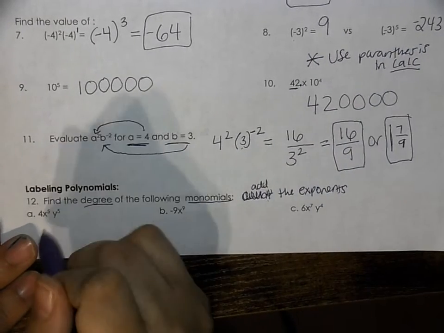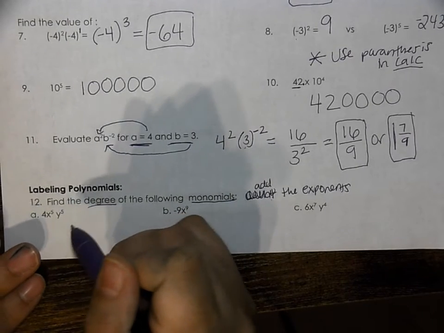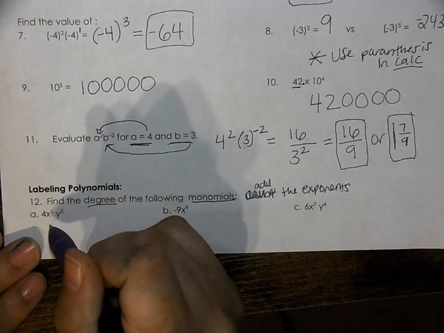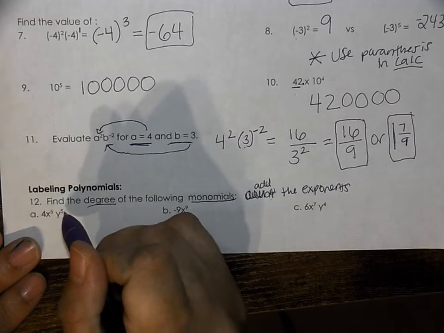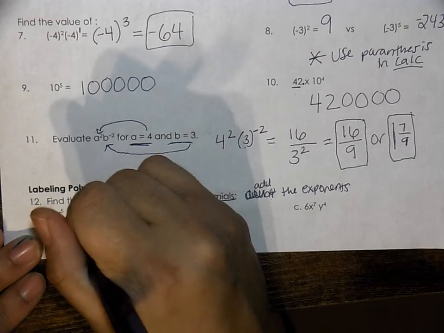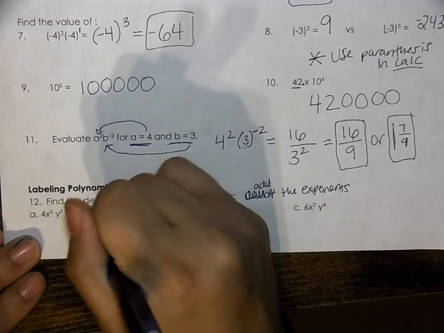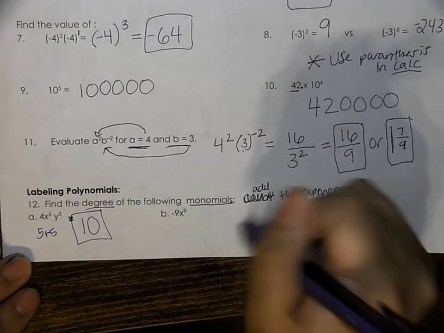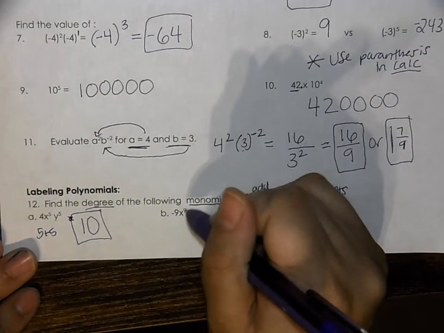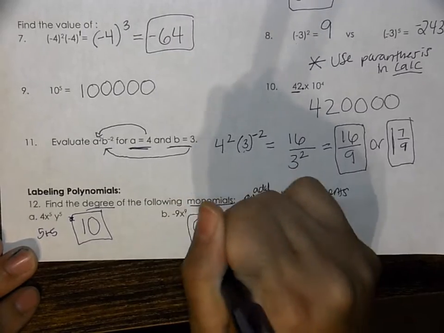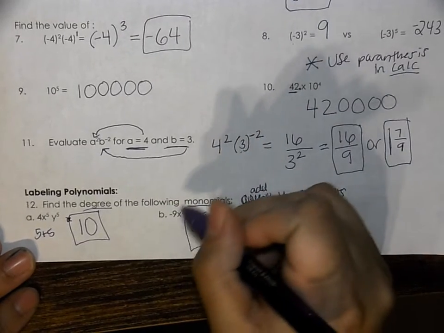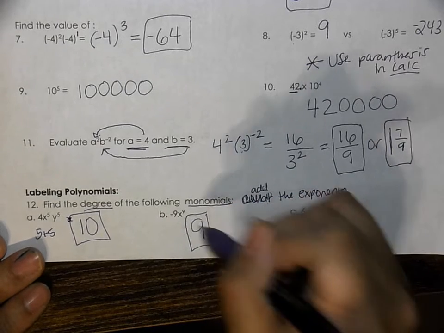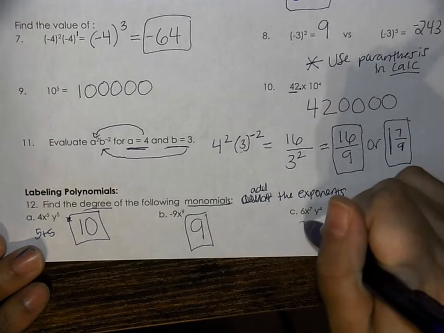because you want to see what the total exponents would be for all the terms together, or for the one monomial together. So like on letter A here, we're going to do 5 plus 5. Since 5 plus 5 is 10, the degree would be 10. For the next one, there is only a 9. So it just is a 9 for the answer there. Nothing to add because there's no other exponents with any variables that have exponents on them. The last one does have a 7 and a 4.